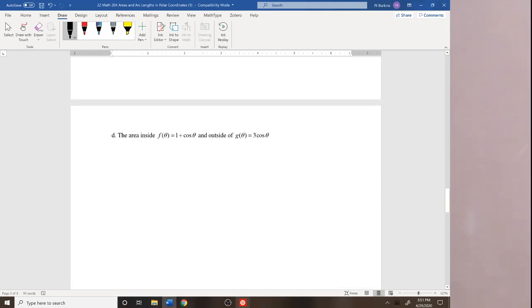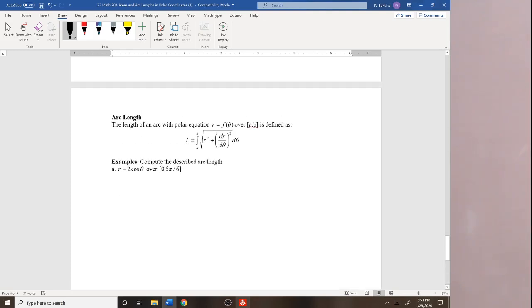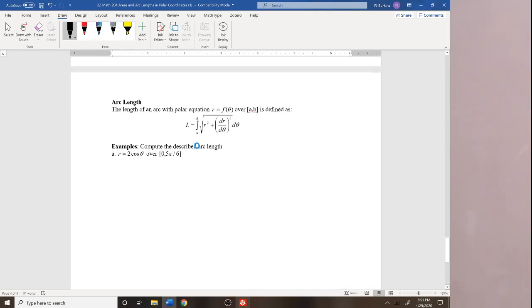So we'll have that one, this one, and the arc length will take 5 minutes to do. Those problems are simple. Actually, if you like, we can go ahead and get those out of the way and then just leave the other two. So let's do that. Length of an arc is given by this equation. Compute the described arc length. Well, I have r, I just need dr d theta. So dr d theta is going to be minus 2 sine.